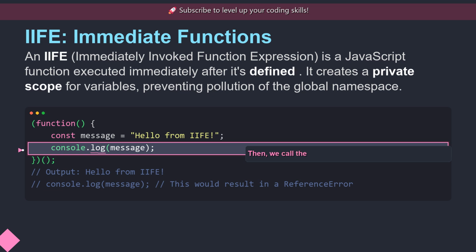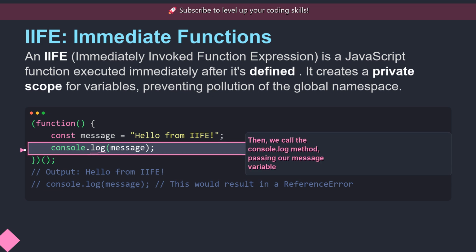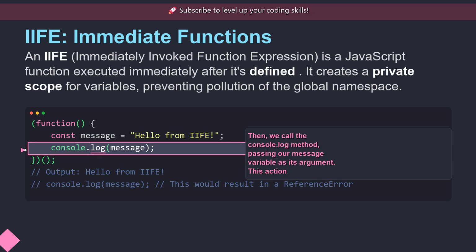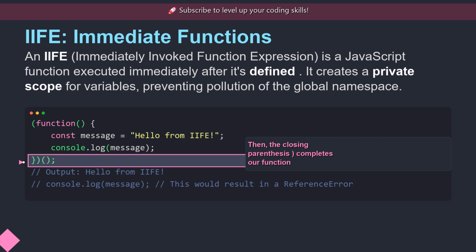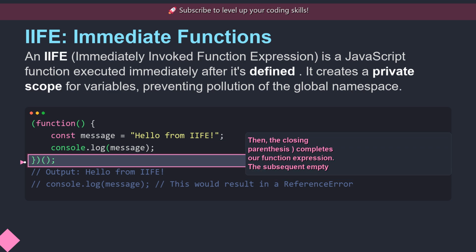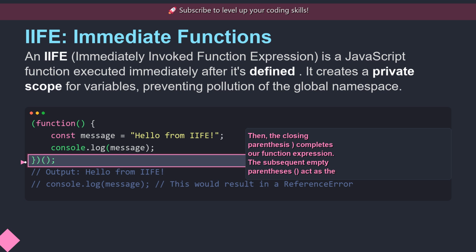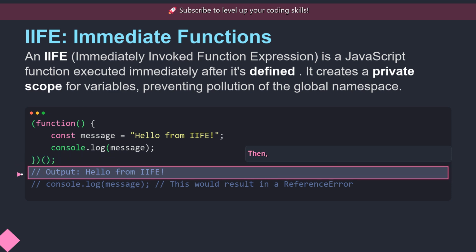Then, we call the console.log method, passing our message variable as its argument. This action will print the string hello from IIFE to the console when the function executes. Then, the closing parenthesis completes our function expression. The subsequent empty parentheses act as the invocation operator, immediately calling and executing the function we just defined, hence immediately invoked. Then, this line confirms the expected output.